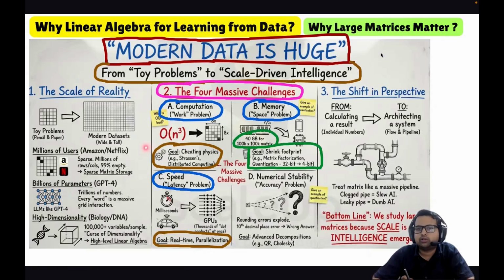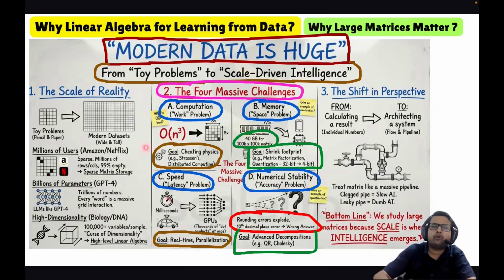And the fourth massive challenge is the numerical stability, the accuracy problem. When you multiply a billion small numbers together, rounding errors might explode. A tiny error in the 10th decimal place can snowball into a completely wrong answer. So the goal is we use advanced decomposition like QR to ensure the computer stays stable and the AI does not start hallucinating due to math error. So that is the idea.